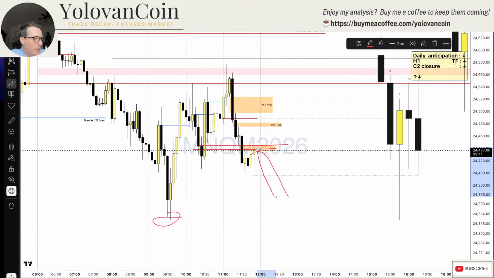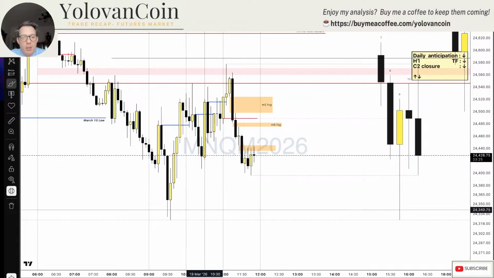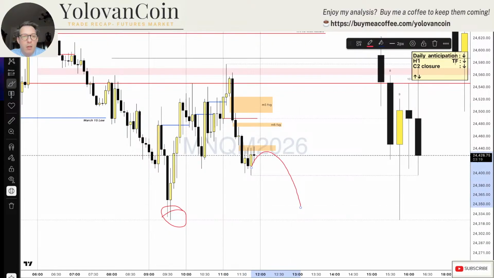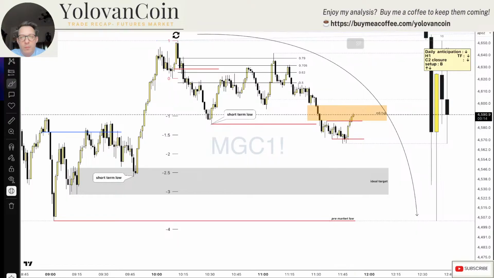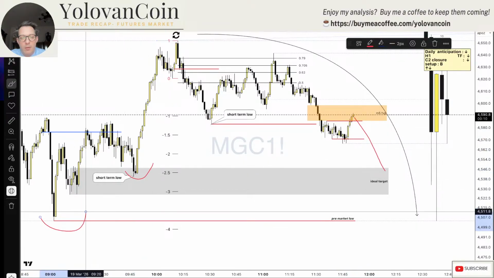And gold as well. Yeah, I wanna see lower prices on gold, on Nasdaq. Nasdaq, I wanna see the price coming back to this 320-ish from here. And gold as well, I wanna see the rejection from this to this low and then this low.